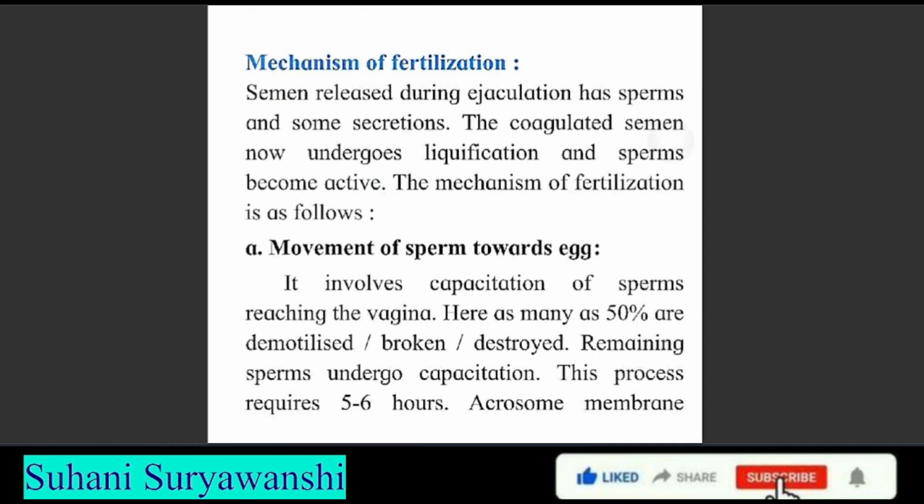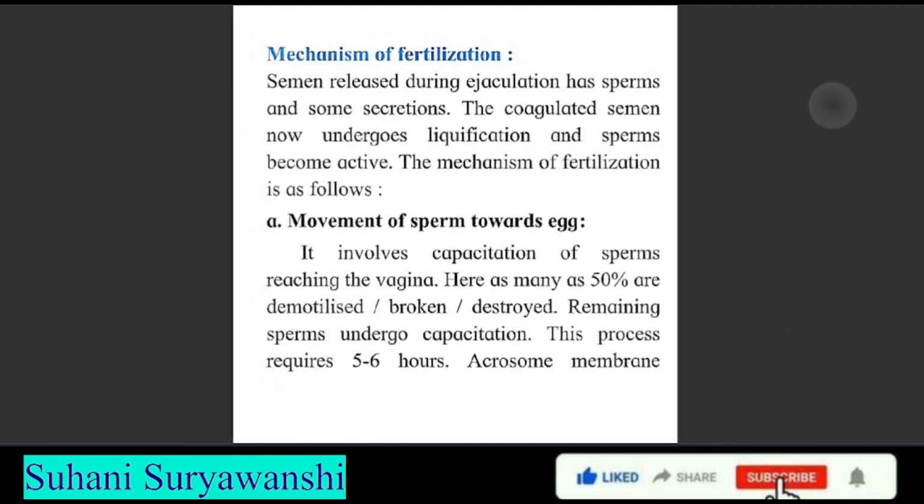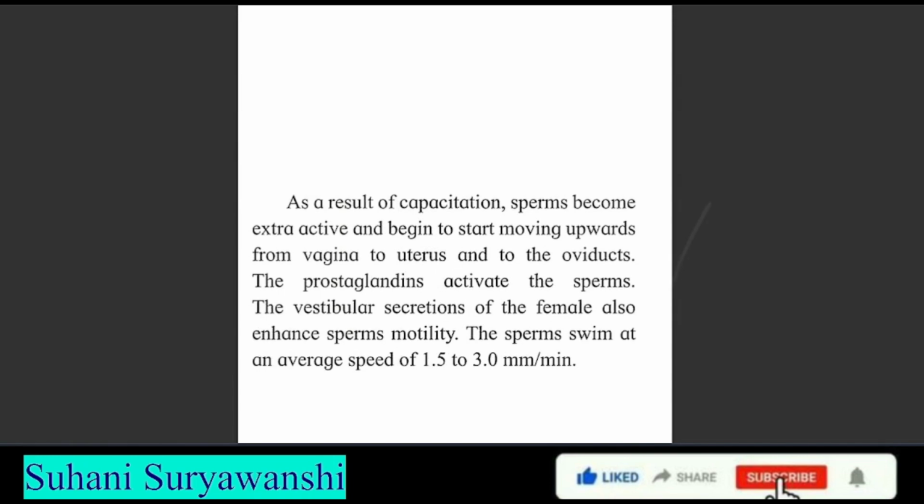Next is how the fertilization actually occurs, or what is the mechanism of fertilization. Again, depending on marks, if the question is asked, let us say, for 2 to 3 marks, you just have to enlist the mechanism of fertilization rather than explaining each stage. But again, if the question is asked for 5 marks or something like that, you have to explain each step which is involved in the mechanism of fertilization. Okay, so the first step is movement of sperm towards the egg.